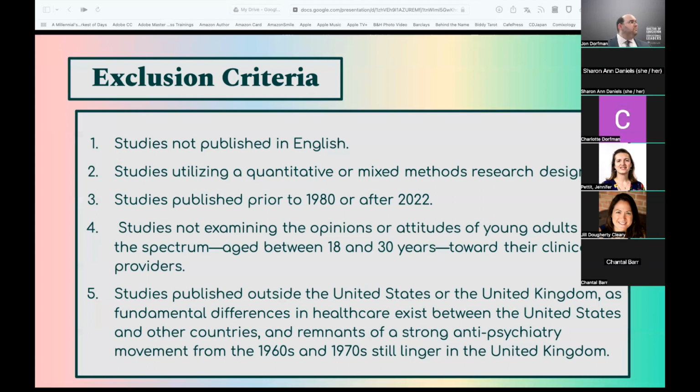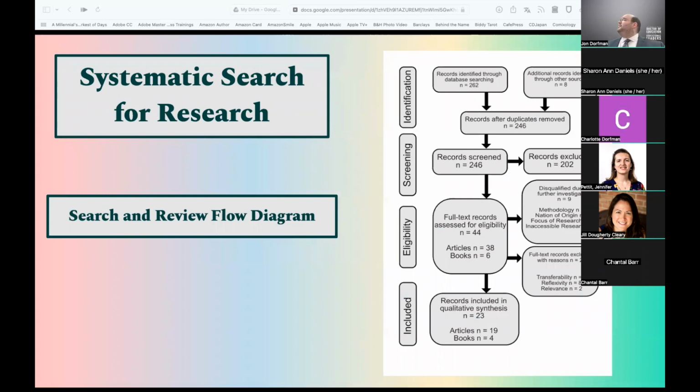So this is a diagram of my search and review flow. It begins with identifying the records. There were about 270 of them. 262 were articles, 8 were books. After duplicates were removed, there were 246 records to sort through. I screened through and excluded 202 of them, based on their abstracts and their methodology and things like that.